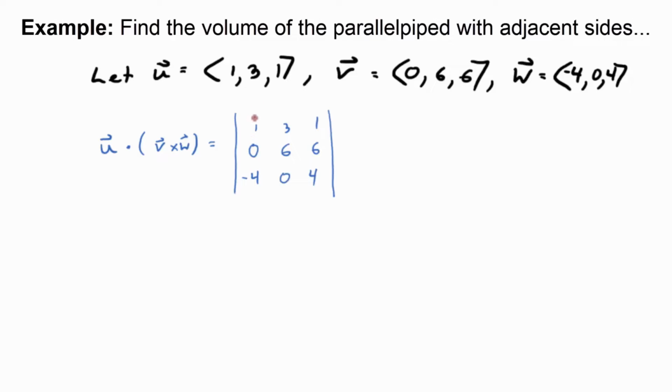So if you expand about the first row, cross out the corresponding row, corresponding column, and then you have a submatrix left over. What is that? 6, 6, 0, 4. By definition, there is a minus here in the middle term. And what will that middle 2 by 2 determinant look like? So let's see, 0, 6, negative 4, 4.